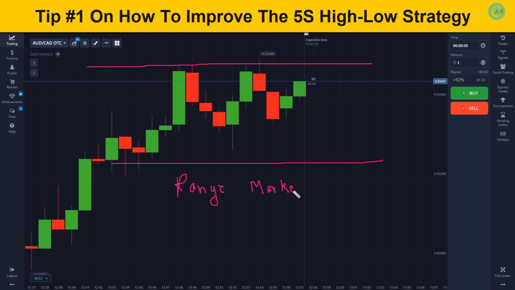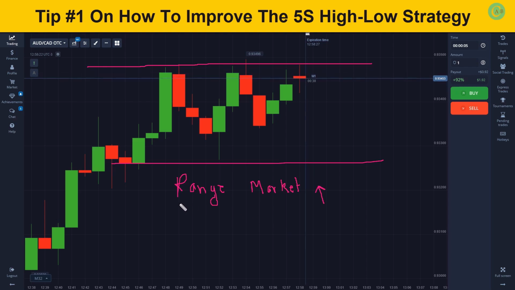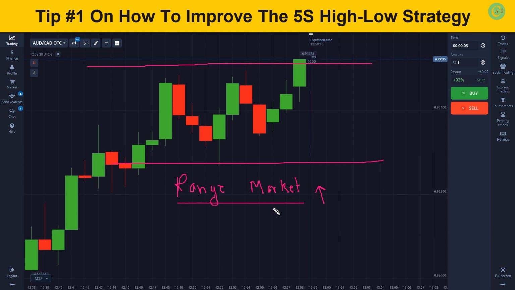Okay, once we spot this kind of structure, we're gonna consider to start our trading with the 5-second high-low strategy. Why are we using range market for our strategy? The reason is very simple. In range market, the volatility is very low, which means we're gonna have a lot of opportunities for a price being reversed. Unlike the trending market, where we usually experience a high volatility which can affect our 5-second pullback strategy. So that's why we prefer the range market.